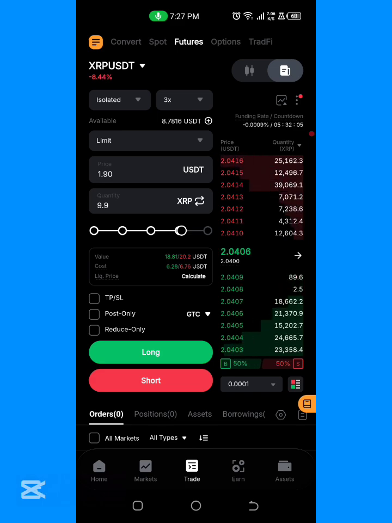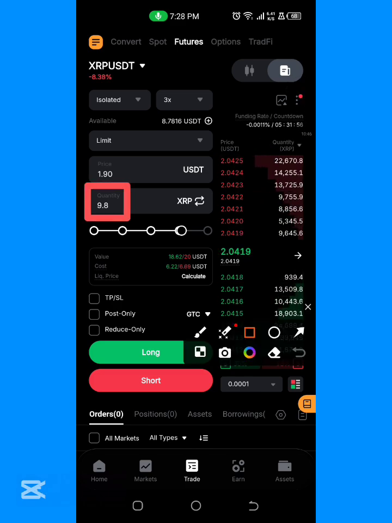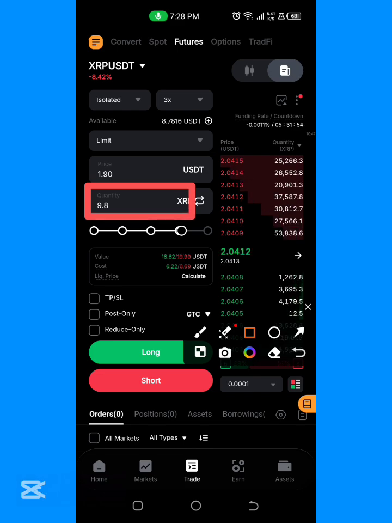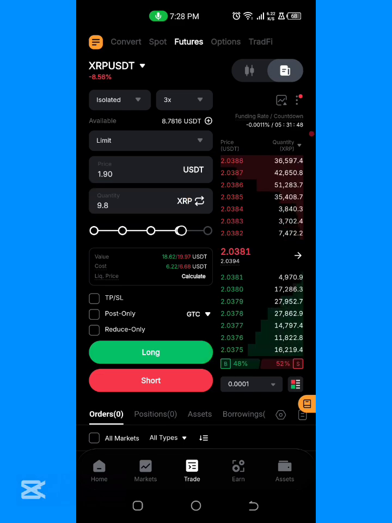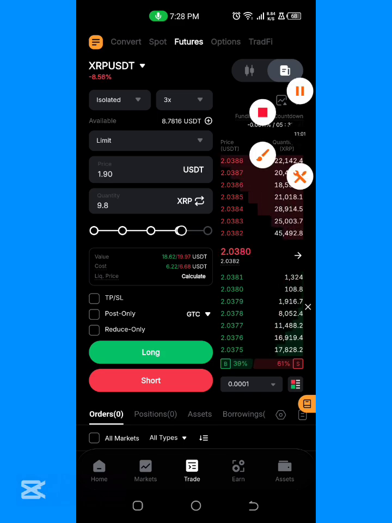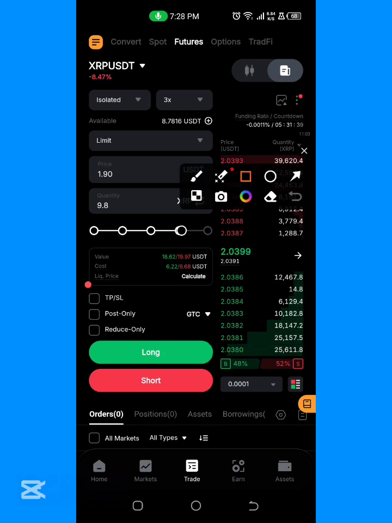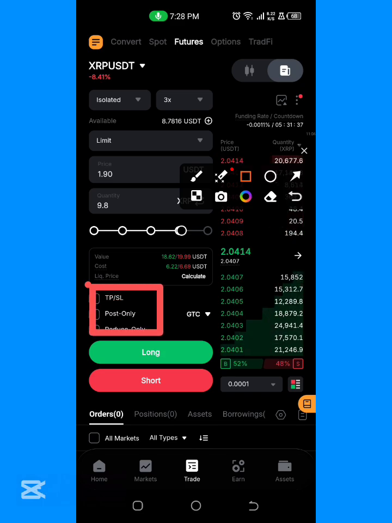Because of the leverage, because of my 3x leverage, that is why you are seeing this quantity of XRP. Look at the quantity here. So that is the quantity. Now let's assume I want to long it or I want to short it. I can just click on any one of them. Now apart from that, another thing you need to know is, look at this place. Let me do it very well.